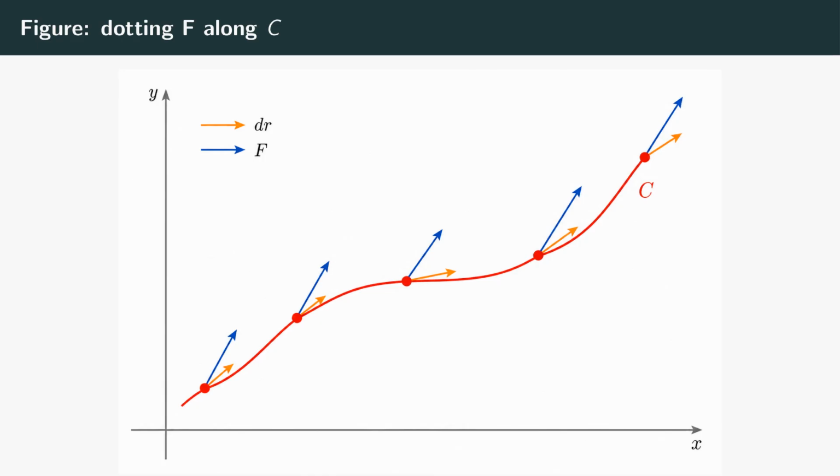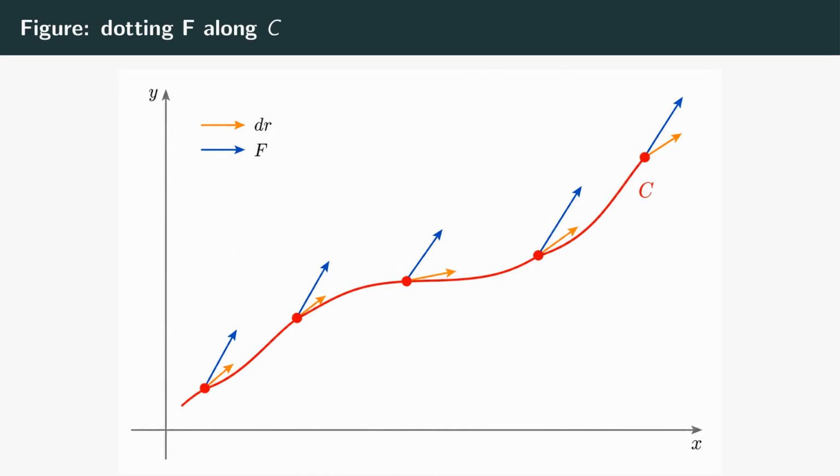The contribution of this sample to the line integral is the dot product F dot dr, the projection of the field onto the direction of motion, times the length of the step. Sum over all samples, shrink the step size, take the limit. That limit is the line integral. If F and dr tend to point in the same direction, the integral is large and positive. If opposite, large and negative.